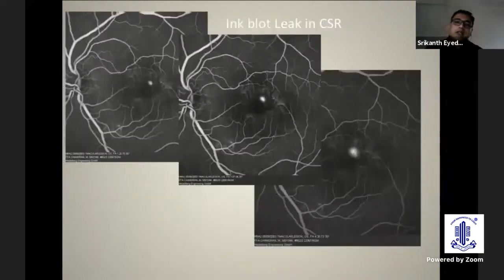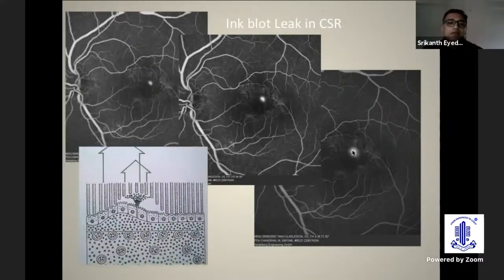The other typical example of hyperfluorescence is the ink blot hyperfluorescence that we see in a CSR. That appears as a small dot of hyperfluorescence in the early phase and goes on increasing as the dye accumulates in the subretinal space, and the lesion becomes larger and larger, described like an ink blot. And by the end of the late phase, you can see a large blot. So this is a typical ink blot CSR.